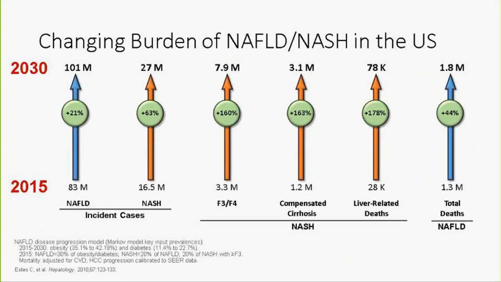Now, what about the progression? And this is one of the more important slides in the deck here. And what you're going to see is where we're going between 2015 and 2030. So these are changes. And so what we're going to see here is 150 to 200% increase in the amount of people getting advanced fibrosis, cirrhosis, liver-related deaths, and then obviously huge increases in the number of NASH and NAFLD patients. So again, really from a liver standpoint, this is quite the epidemic.